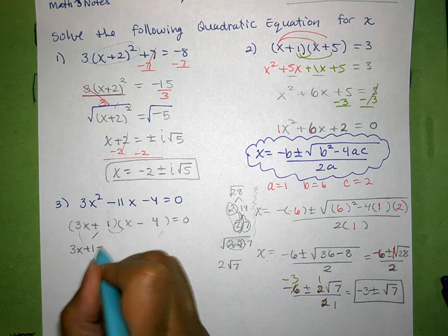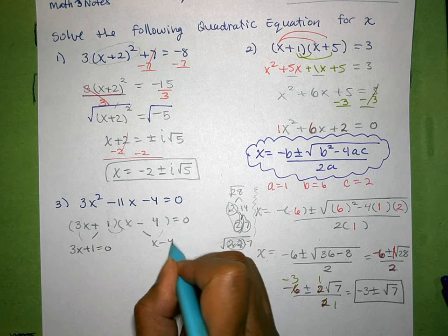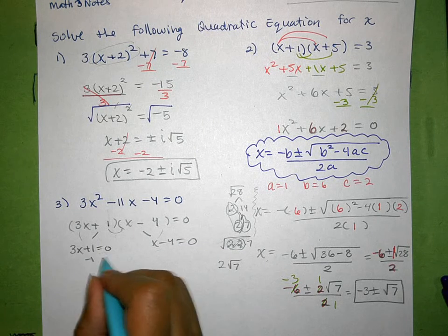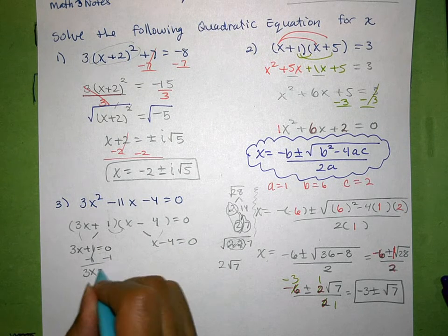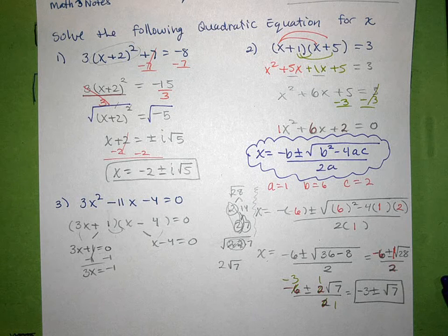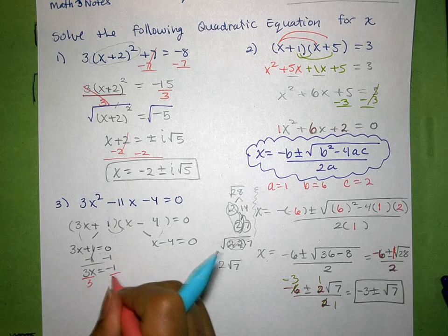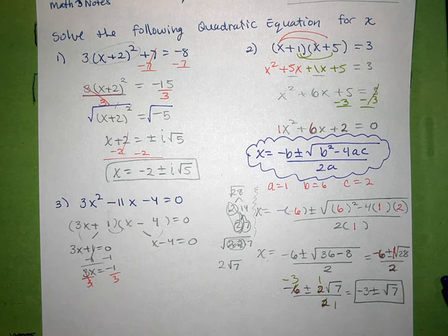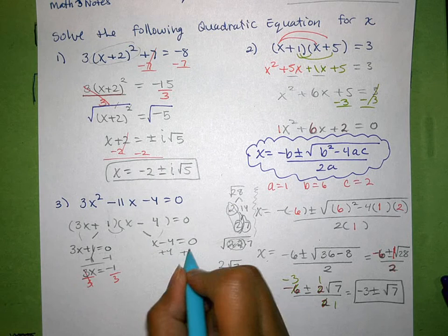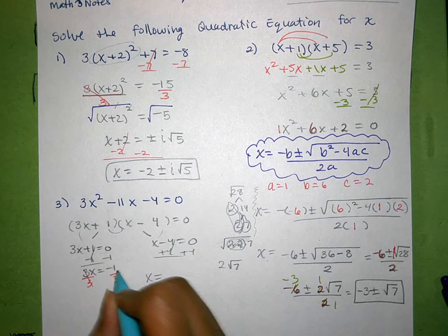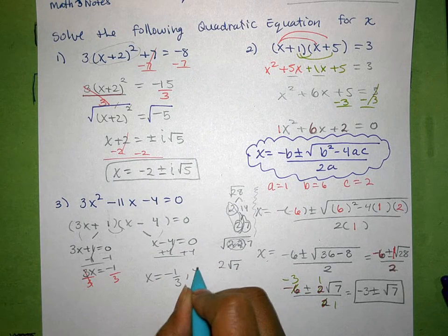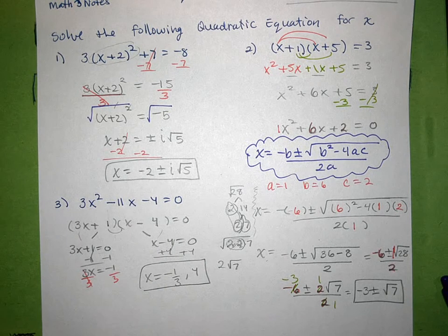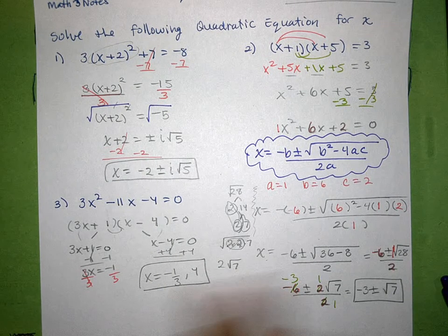3x plus 1 equals 0. X minus 4 equals 0. Subtract the 1 and divide the 3. You end up with a fraction. In this one, you simply just add the 4 and you end up with the whole number. X equals negative 1/3, comma 4, no parentheses because it is not an ordered pair. It's not a coordinate, it's 2 separate x values.